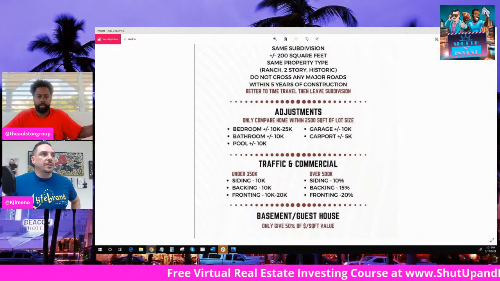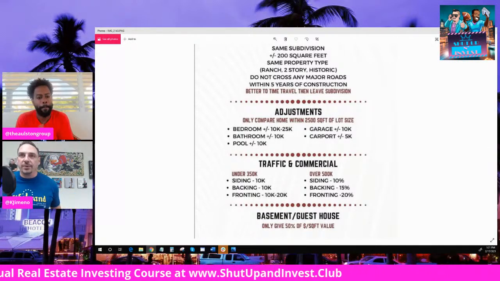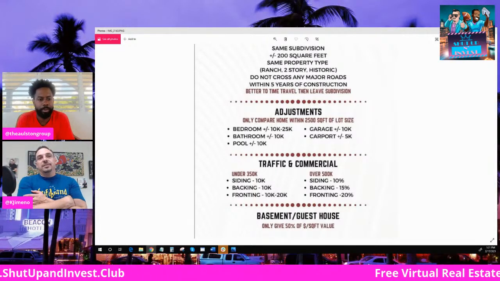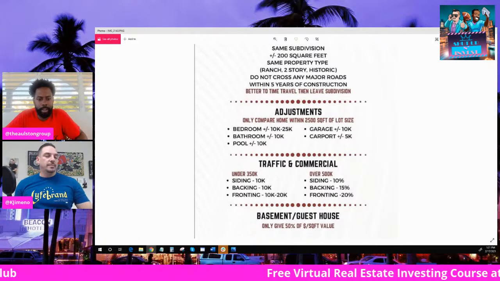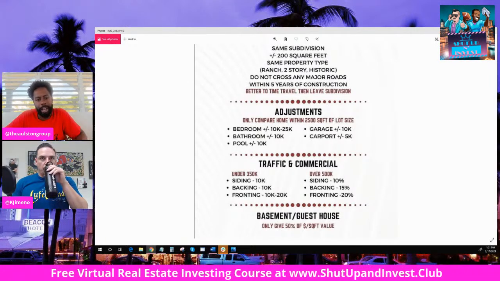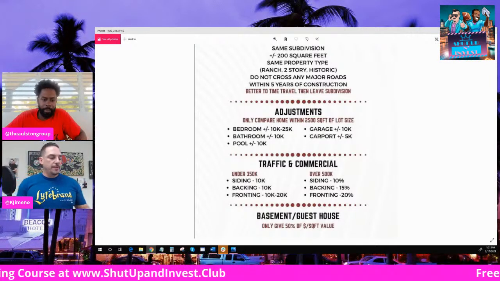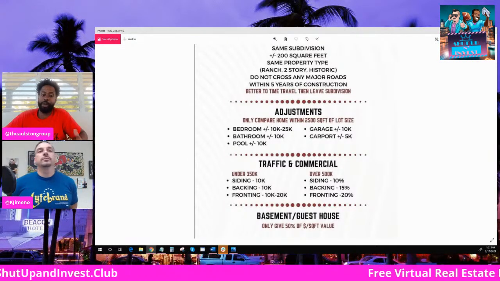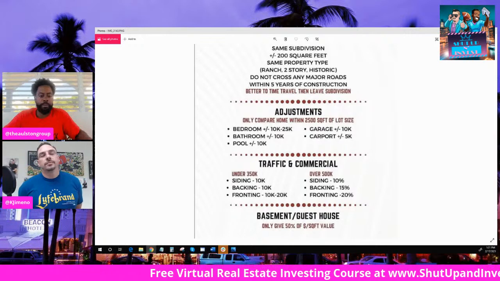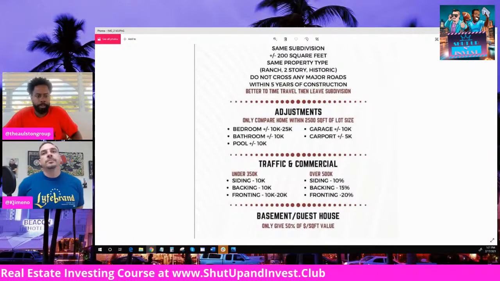Here it says better to time travel than leave the subdivision. That's a good point. What they're saying is before you cross the street, go back further. I agree with that big time. Let's be honest, the price is going to differ. If you look a year back, February 2020, you might see a huge difference in price between then and today in an area with a lot of sales. But if it's an area with very few sales, there's probably not that much of a difference in price from then to now.